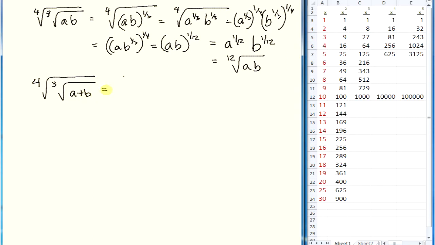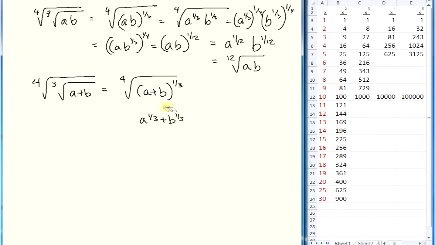You will not be allowed to do exactly what we did. You may still write A plus B to the 1/3, but you are not allowed to go A to the 1/3 plus B to the 1/3. There has been no rule that has taught you that.